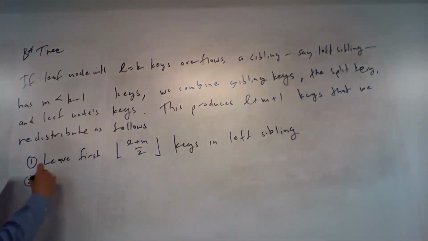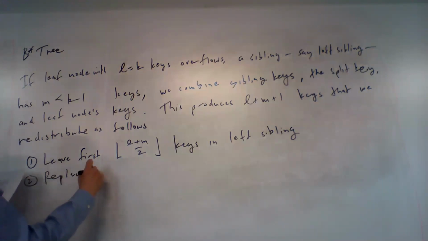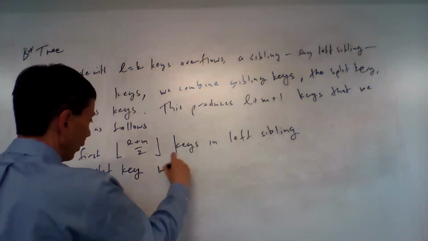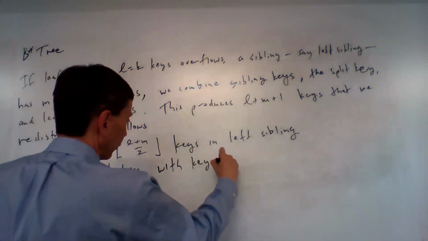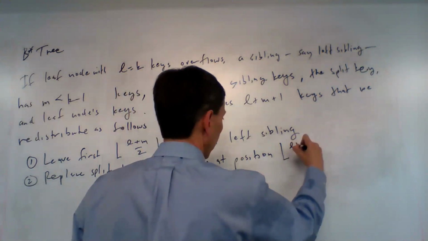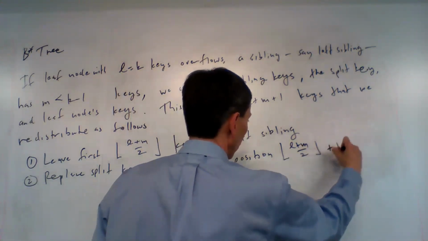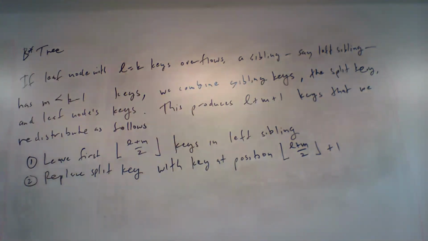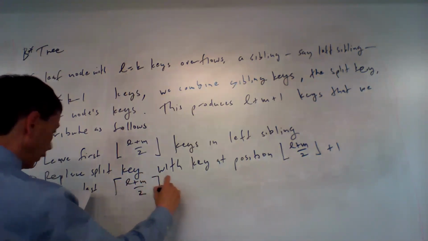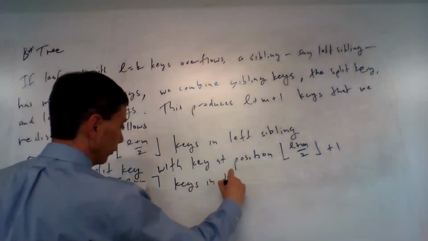And we replace the split key with the key at position L plus M over 2 plus 1. So the next key would be the split key. That makes sense. And then we store the last ceiling of L plus M over 2 keys in the leaf.